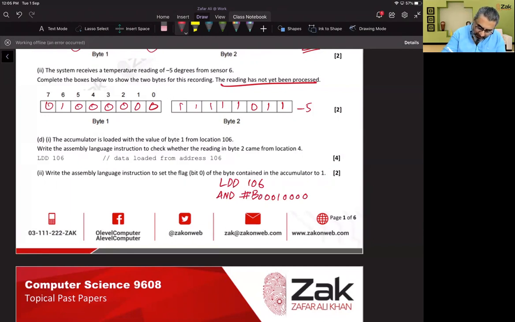You can write it in the form 1, 2, 4, 8, 16, or in hexadecimal. So this is hexadecimal 16, this is denary 16, this is binary 16. You can write any of these. Okay, so we have checked it. We use AND for checking, OR for setting, and exclusive OR for inverting.